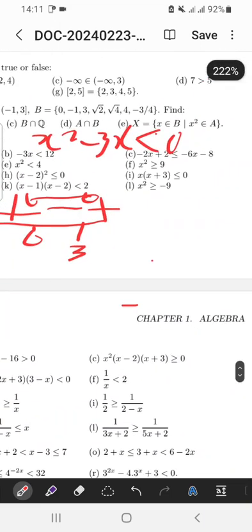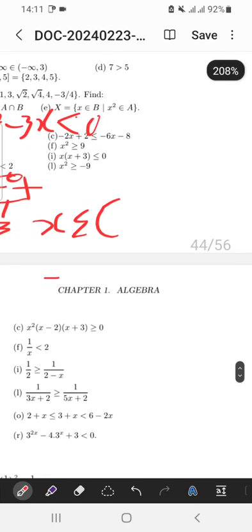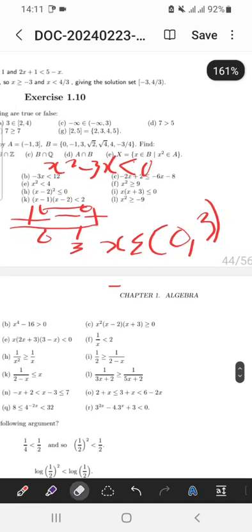Okay, so you can rewrite x is an element of 0. So now we write round brackets going on, including 0 and 3. Okay, perfect. So that's done.